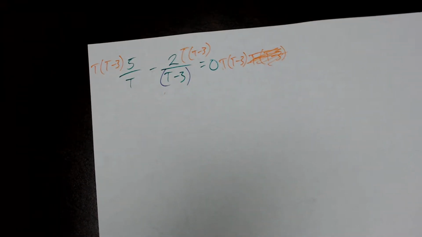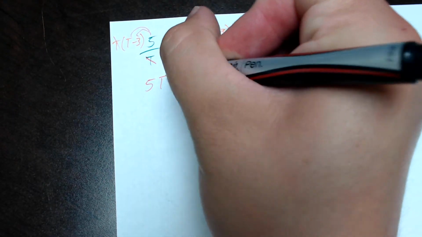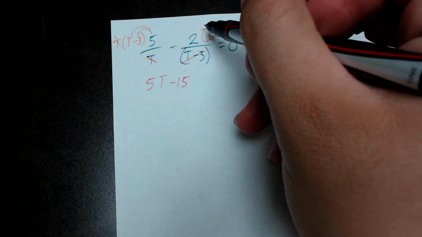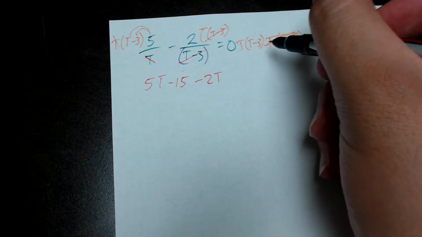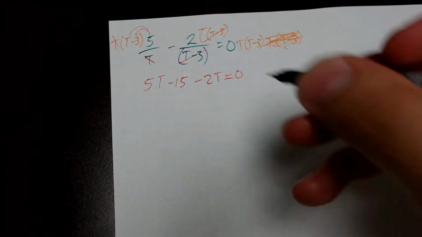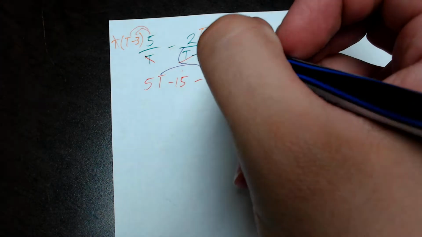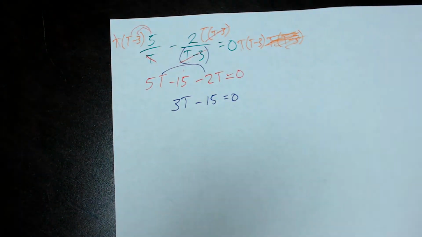Now when we multiply these, the denominators will cancel. In this case, the t and the t cancel, and the t minus 3 and the t minus 3 cancel. To finish simplifying, all we have to do is distribute this 5. That gives me 5t minus 15, and then t times negative 2 is negative 2t. Then 0 times all of that is still 0. Next, I combine like terms: 5t minus 2t gives me 3t minus 15 equals 0.